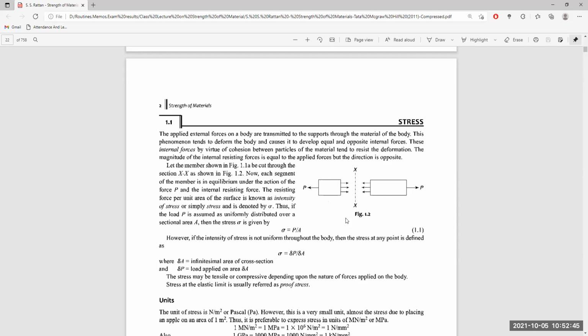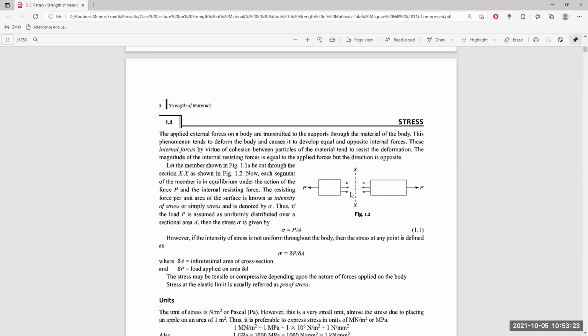What is the load acting on this section? The section is creating a resisting load in order to prevent this breakage automatically. If you load a bar, it will be stressed. It will try to increase or decrease in length, and the bar by itself will resist this by creating an internal force or internal stress. This resisting load is defined as the stress of the bar.